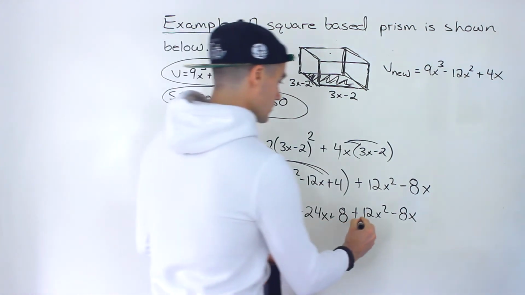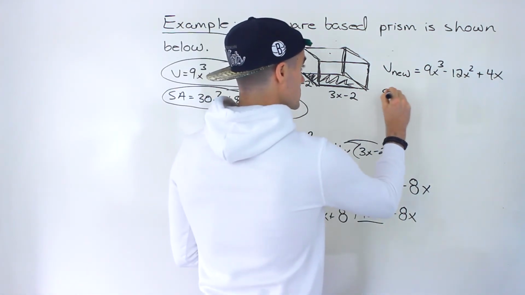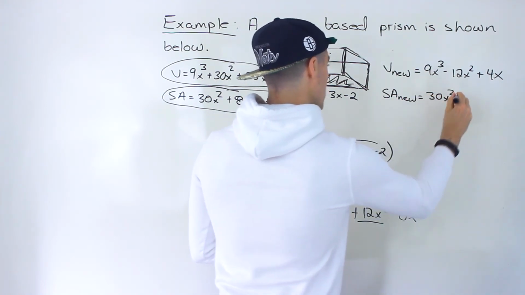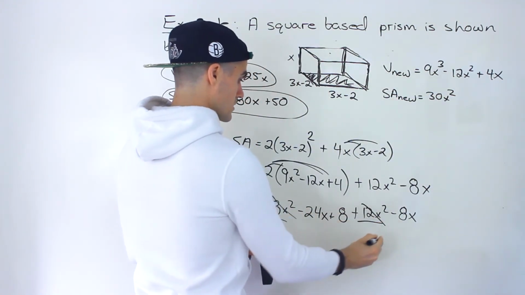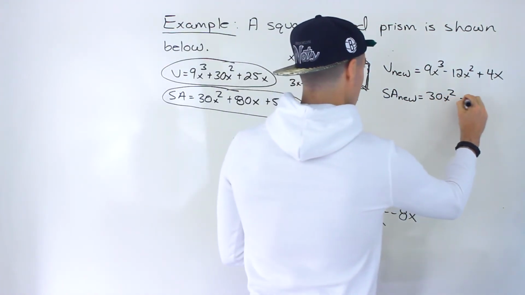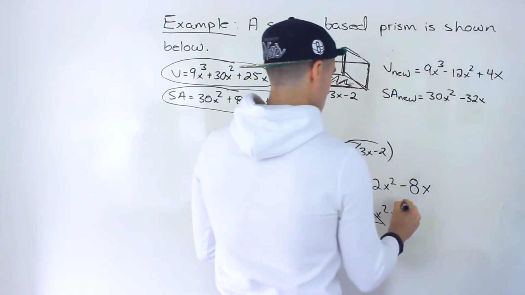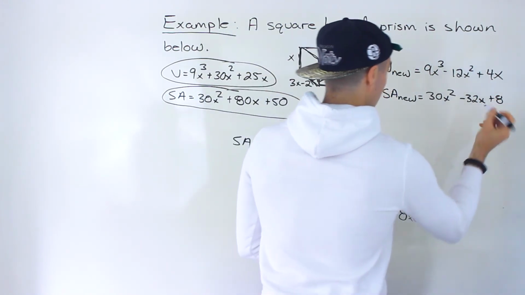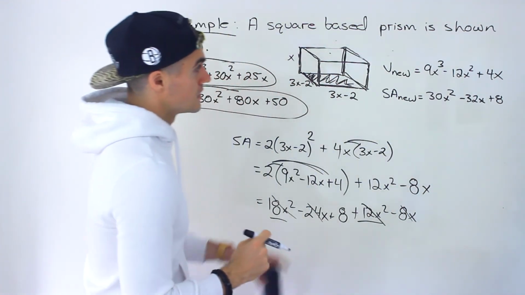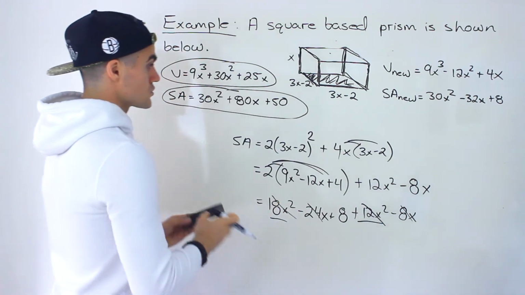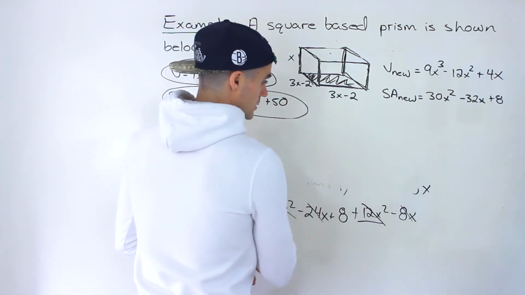So 8x squared plus 12x squared. So let's write the surface area. The new one is going to be 30x squared. So those go away. Then we got negative 24x minus 8x, which would give us negative 32x. Those go away. And then we have the plus 8, like that. So that's the new volume, that's the new surface area. Those are the answers for part B.